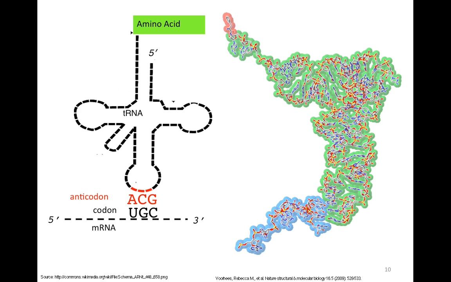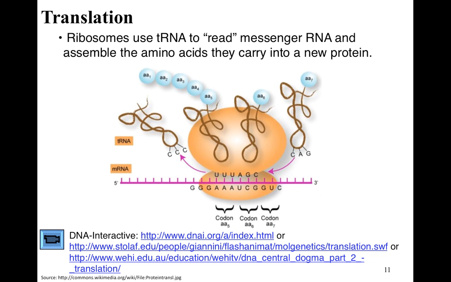This is an example of a transfer RNA that has an anticodon ACG that is complementary to the UGC on the messenger RNA, and it has an amino acid attached at the top, and that amino acid you can see depicted here in its structure. During translation, we have ribosomes that are going to use those transfer RNAs to read the messenger RNA and assemble the amino acids that they carry into creating a new protein.